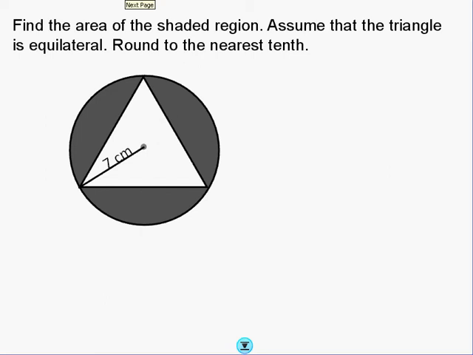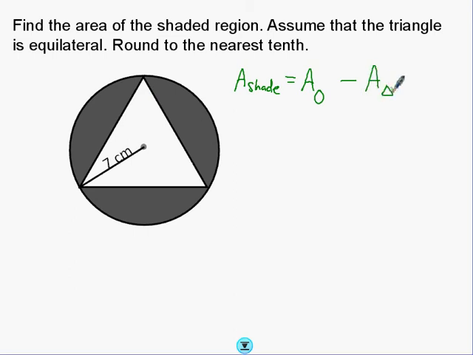Okay. Find the area of the shaded regions. All right, now we're getting our circles involved. We want to find the area of the shaded region. Okay, well, I hope you can see that the area that's shaded is going to be the area of the whole thing, that is the area of the circle, minus the area of the not shaded part, that is the area of the triangle.